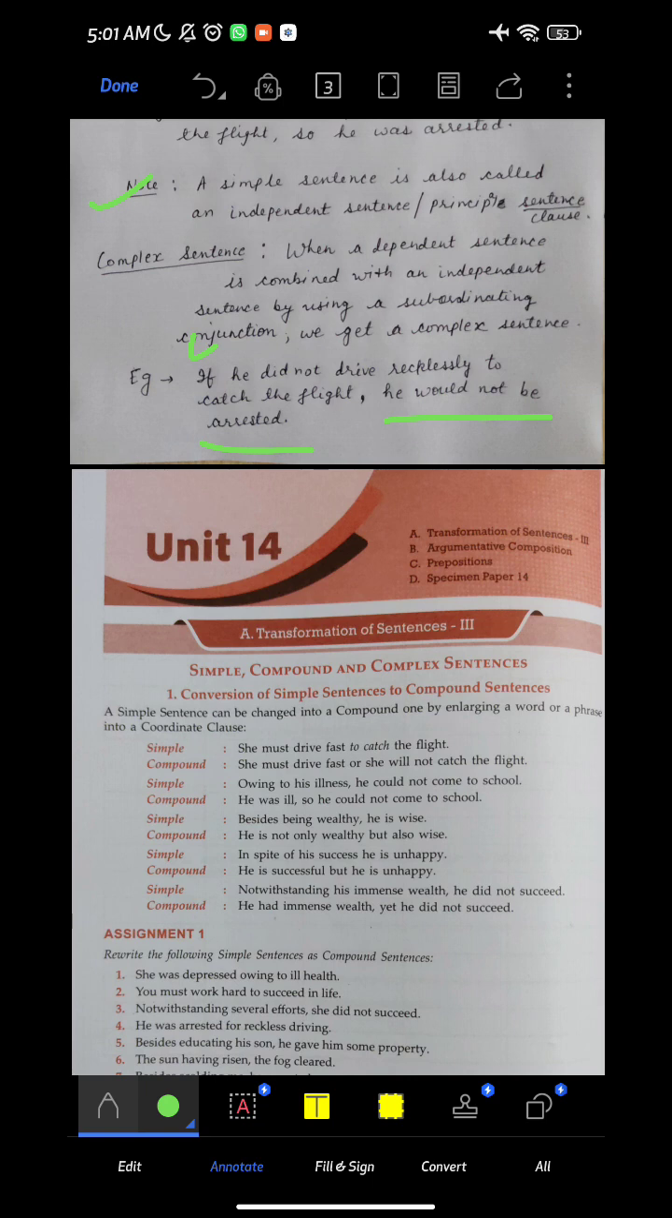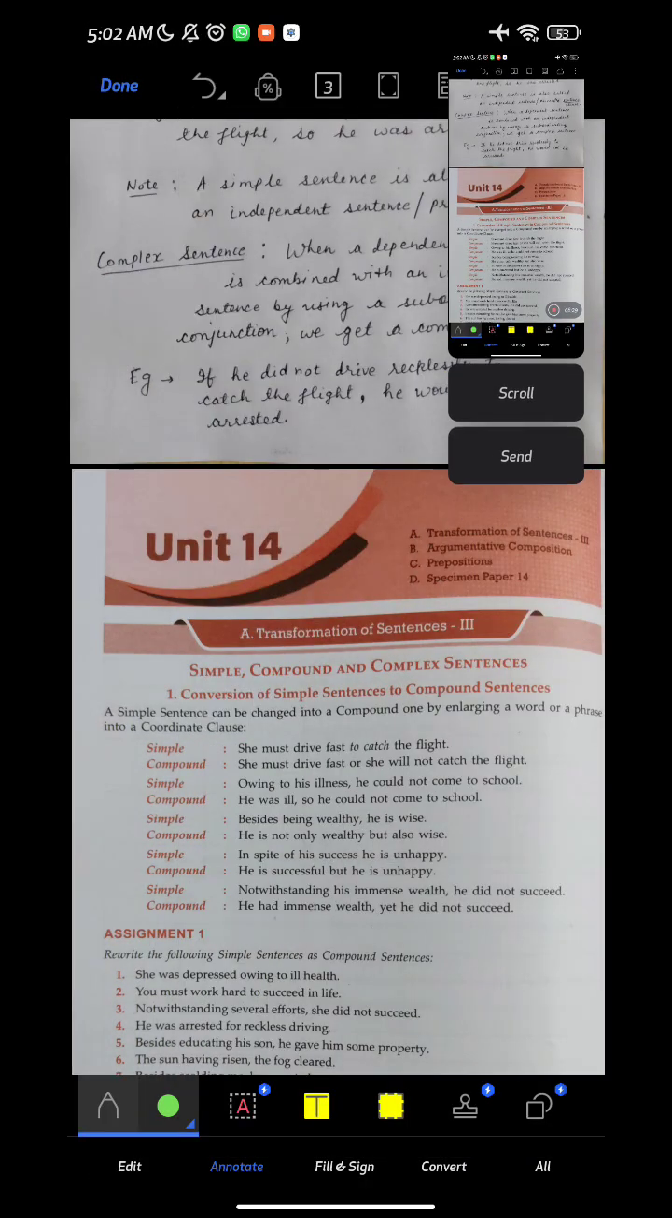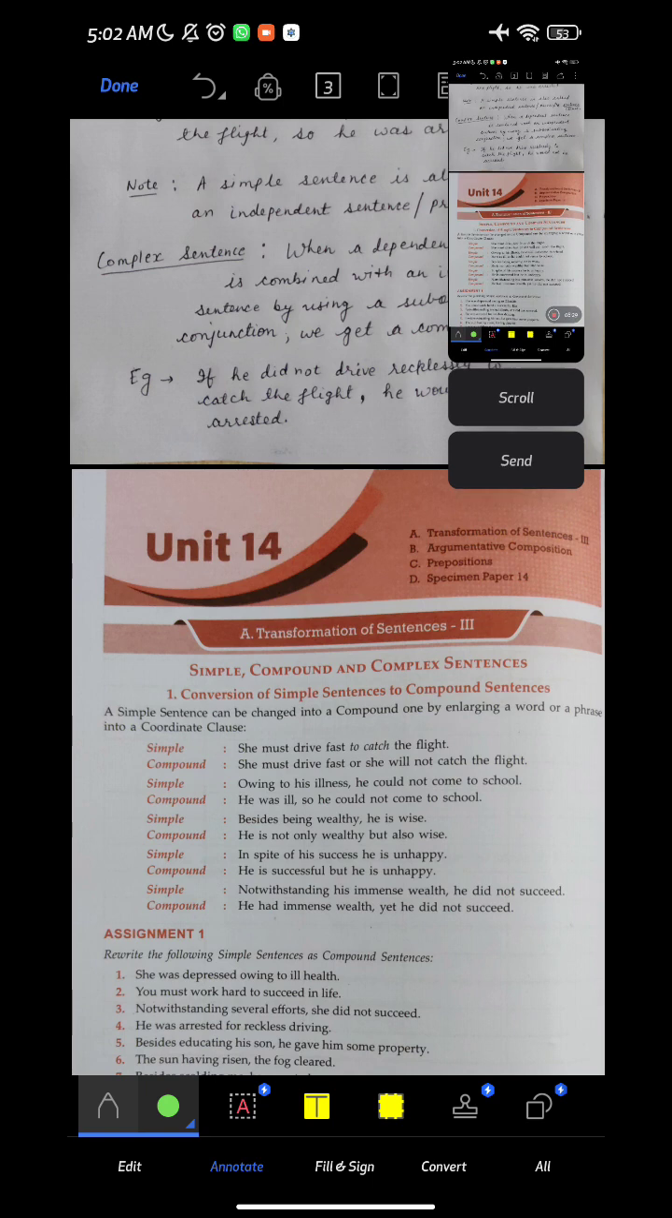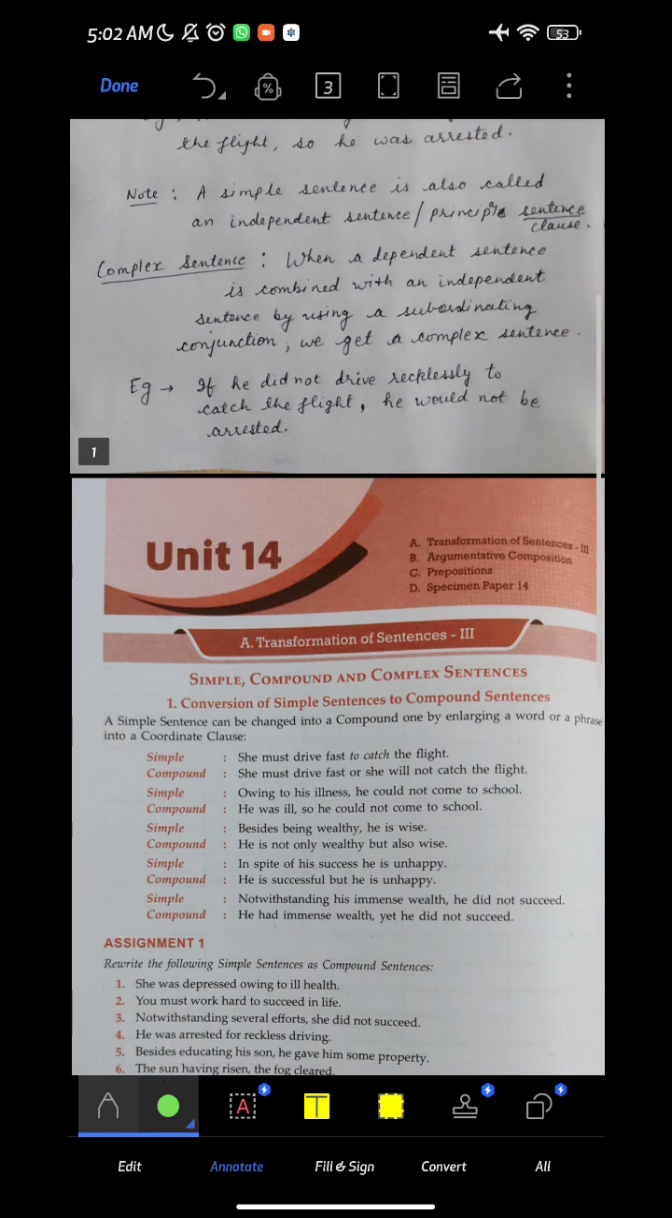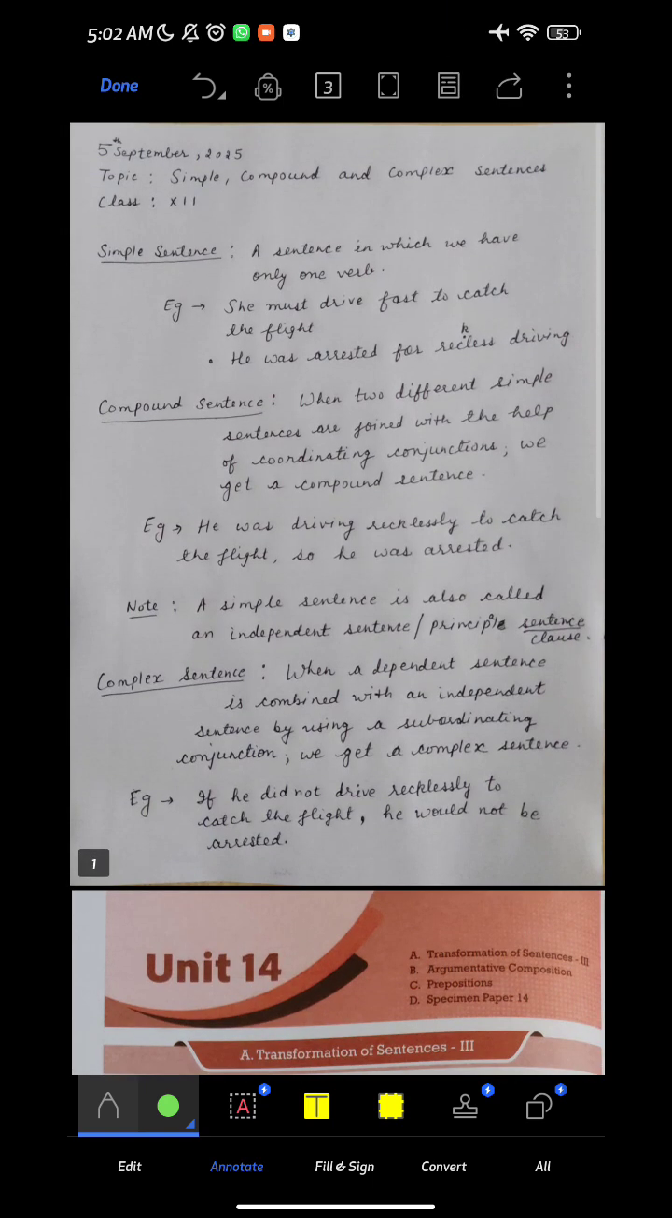So to say, two simple sentences, by using a subordinate conjunction, we can transform into a complex sentence. By using coordinating conjunctions, we can combine two sentences into a compound sentence, and if there is no conjunction, it will be called a simple sentence.